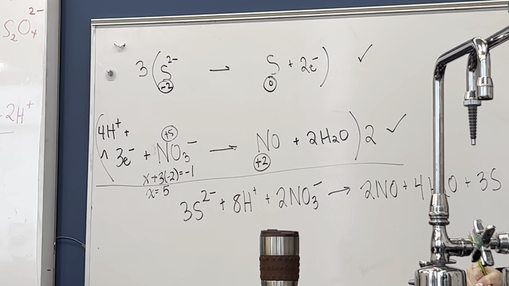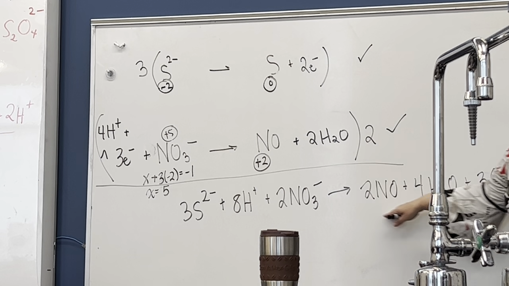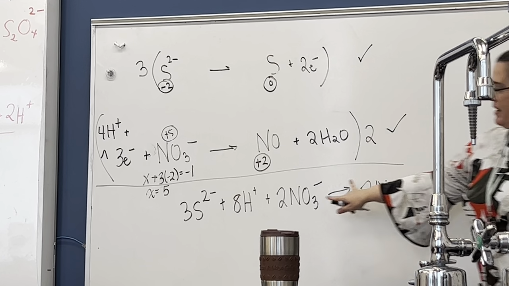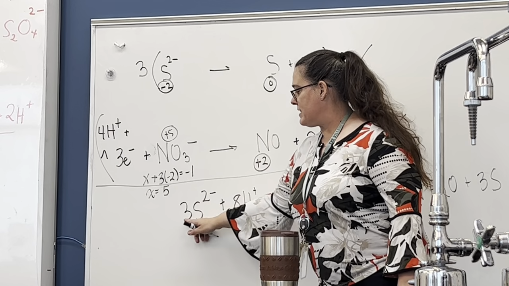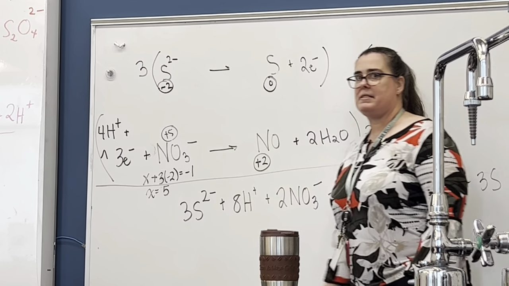I check the charge one more time because I make a lot of writing mistakes. This side is completely neutral. This side has 2 minuses, and 6 more minuses is 8 minuses, 8 pluses, it's neutral.